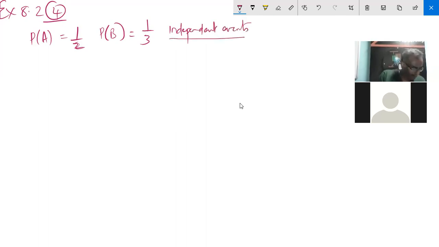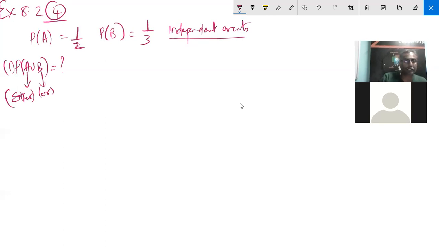Now, how to find out if the problem is solved? You have to find out P of A union B. Problem is somehow solved. That is P of A union B. Why? Because either A will solve it or B will solve it. You understand why it is P of A union B? The first part is asking to find P of A union B, the probability the problem is solved.